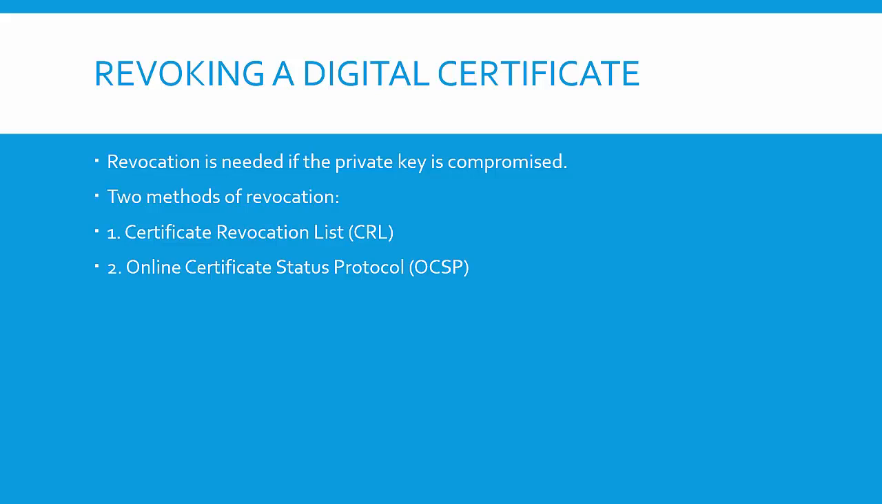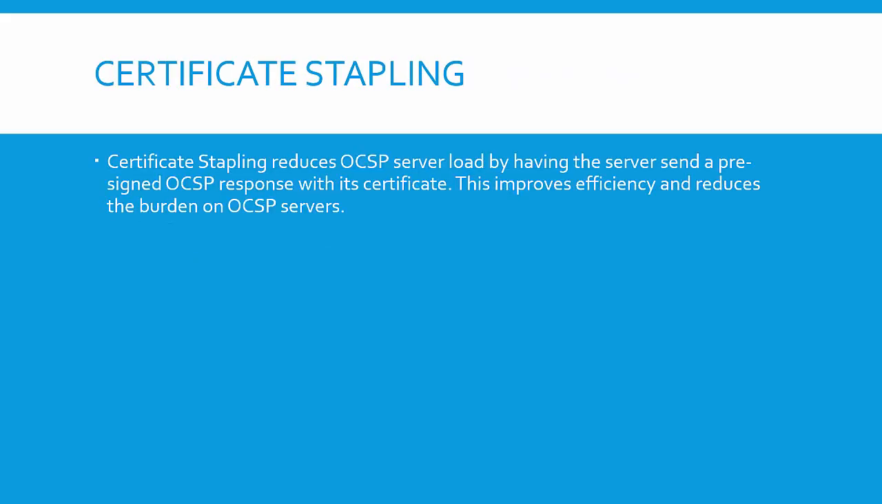If a private key is compromised, the associated certificate must be revoked. There are 2 main methods of revocation. The Certificate Revocation List, CRL, which is a list maintained by the CA, and the Online Certificate Status Protocol, OCSP, which allows for real-time verification.